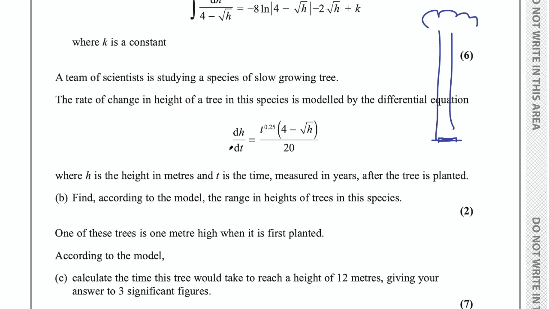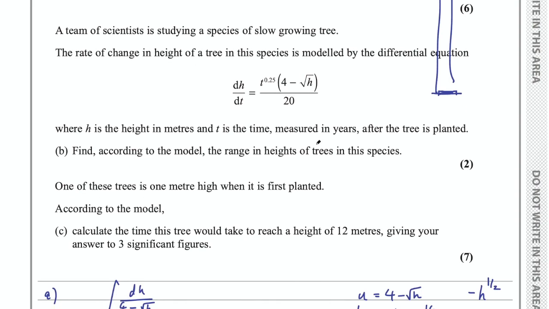So let's firstly set this equal to 0 and see what we will get. Well, actually, the only possibility here is if 4 take root h is equal to 0, because t to the power of 0.25 won't be able to equal 0. So we're going to have this term here equal to 0, and that will give us a value for h.